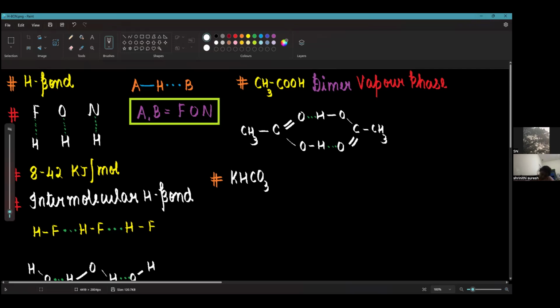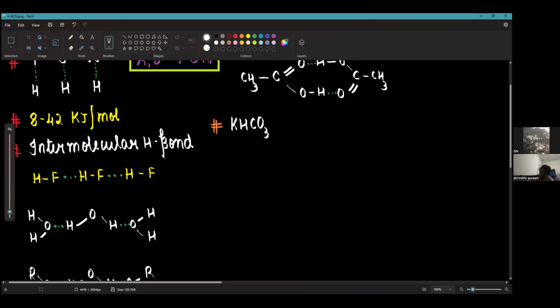KHCO3. So its anion forms hydrogen bonds and a dimer is formed. So it will be like HCO3. HCO3 will have C double bond O, and then you have one OH and you will have O minus. Similarly, you will have OH like this, C double bond O and O minus. So where is the hydrogen bond? See, here is the hydrogen bond like this. So again it forms a dimer.